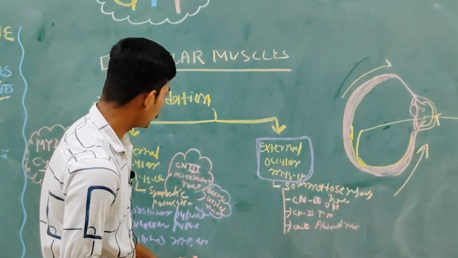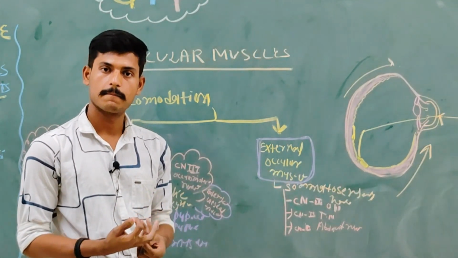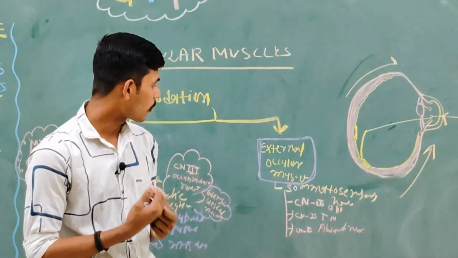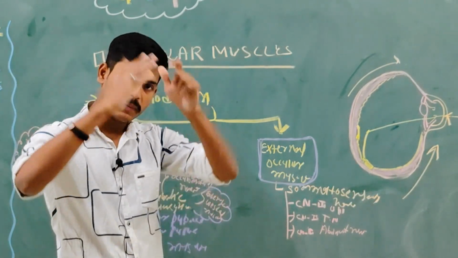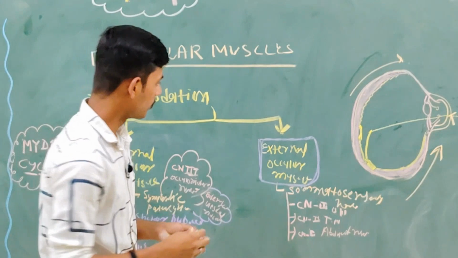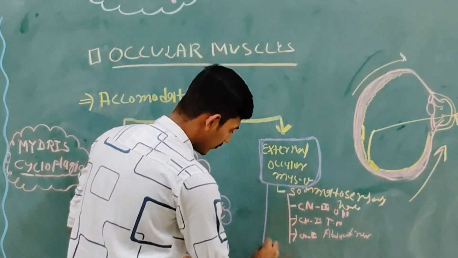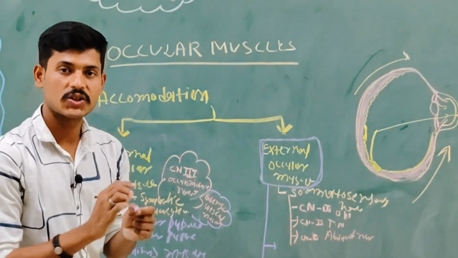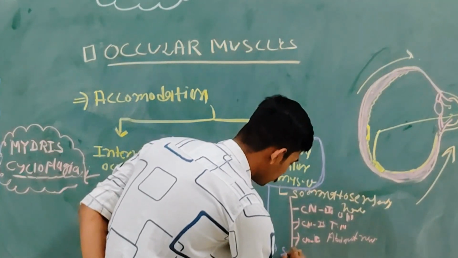Now the question is, how many types of external ocular muscles do we have? How many sets of external ocular muscles do we have? We have mainly two sets of external ocular muscles. The first set is called the straight muscles.